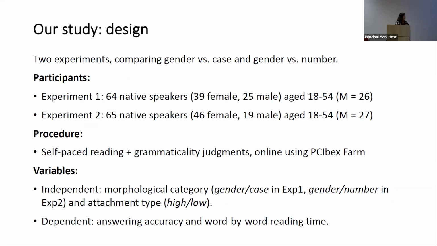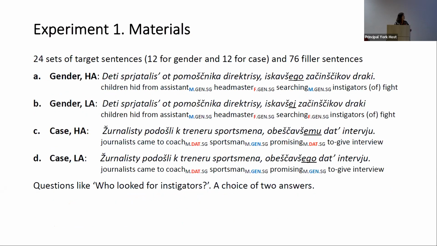Okay, so the independent variables, the factors that we were exploring, were morphological category, gender versus case in the first experiment, gender versus number in the second experiment. So what was used to disambiguate the attachment site, and the attachment type, high versus low. And the dependent variables were answering accuracy and word-by-word reading times. So here are some examples of our materials from the first experiment. We had 24 sets of target sentences in the 4 experimental conditions, and 76 filler sentences.